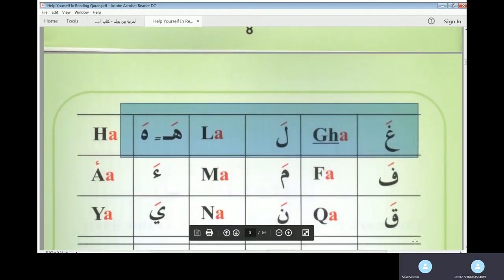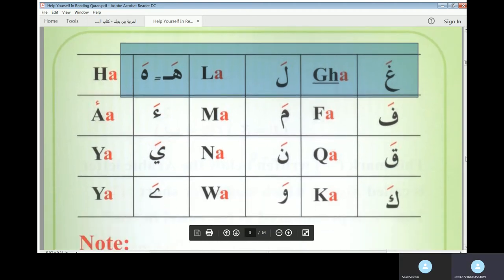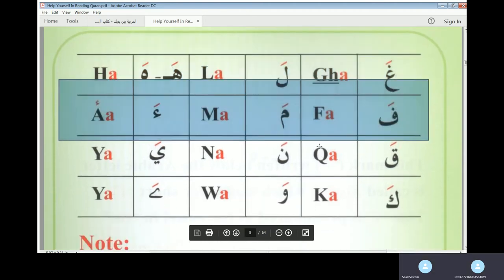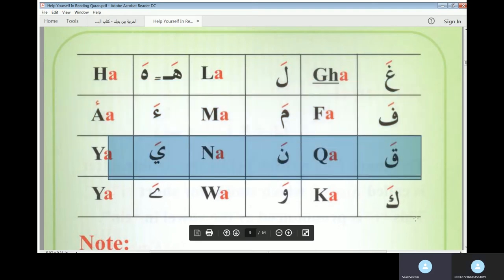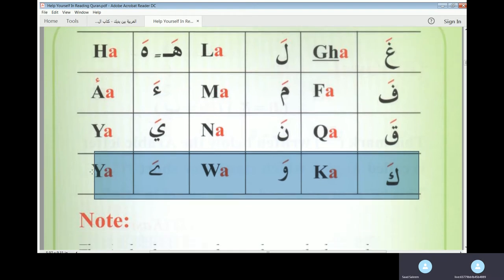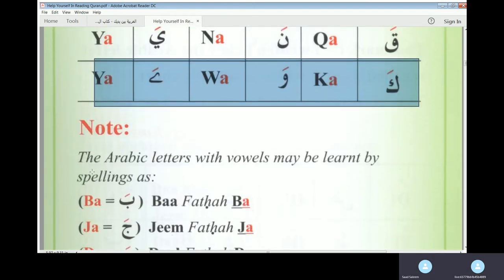Ga, la, ha, fa, ma, a, ko, na, ya, ka, wa, ya.